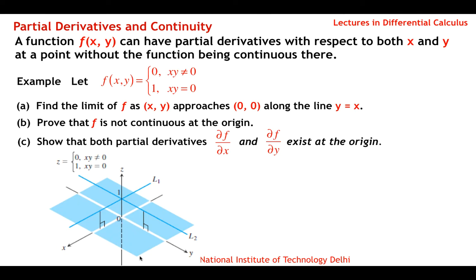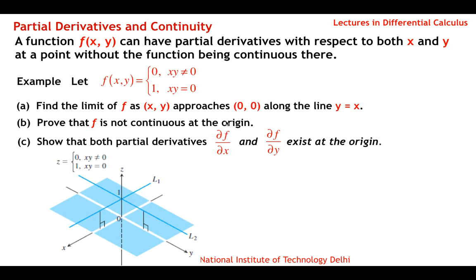Okay, so when we move along x is equal to y from here towards the origin, the points will be (4,4), (3,3), (2,2), (1,1) and so on. The xy product is non-zero, so we will get that the function limit is 0. You can see that we are moving along the ground and we will reach here, so this limit value must be 0. Similarly, prove that the function is not continuous at the origin.